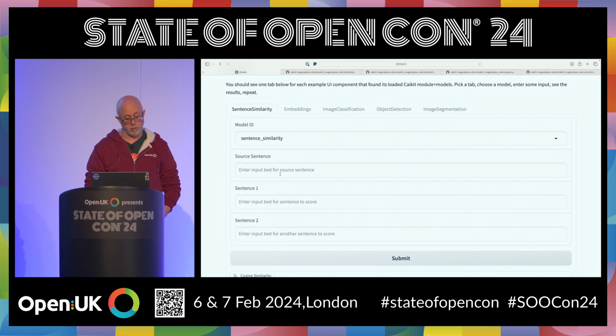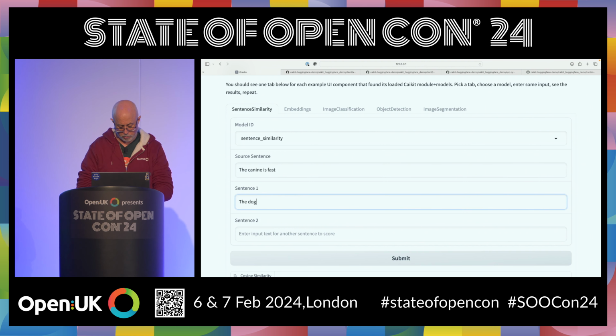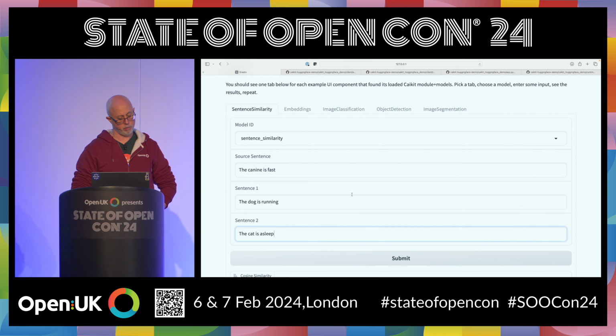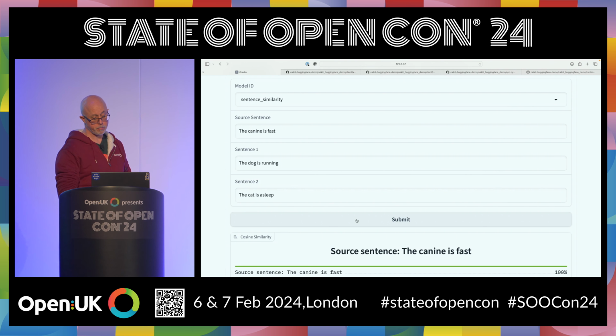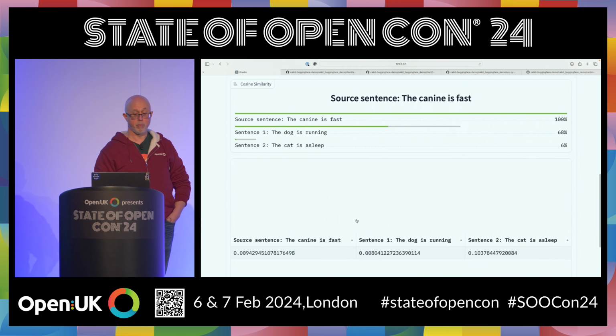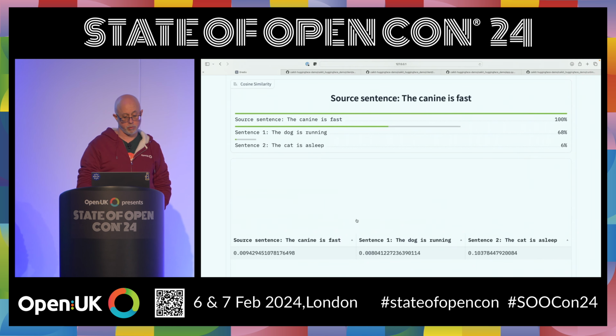So the first one is around sentence similarity. So if I say the canine is fast, and then I go, the dog is running, and the cat is. So we'd be assuming sentence 1 is probably the nearest to the source sentence, we hope. And you can see here, yeah, it's saying 68% the dog is running, because the dog is a canine, you know, and it's running, so it's fast.